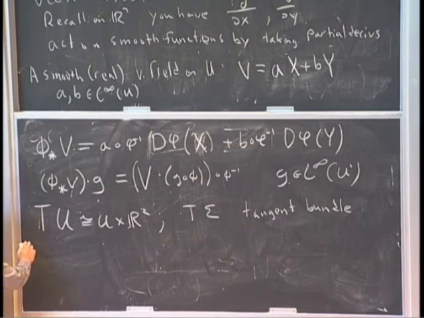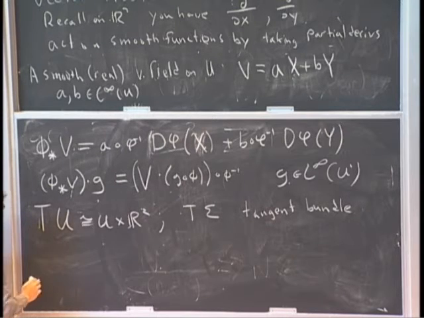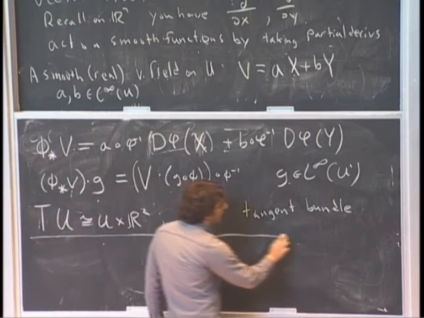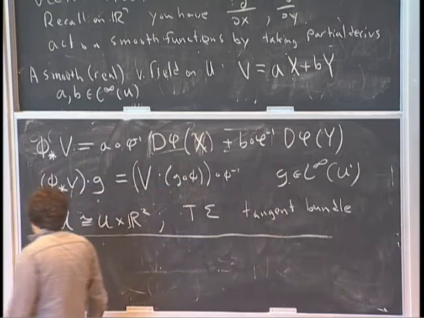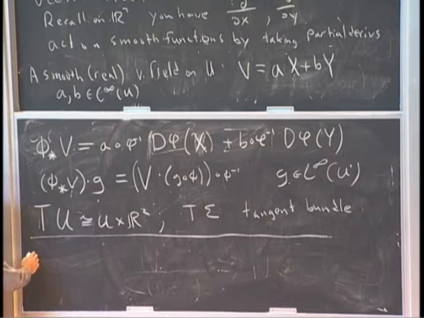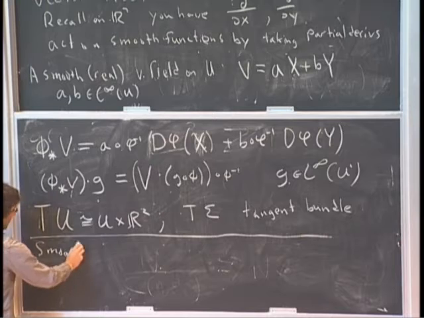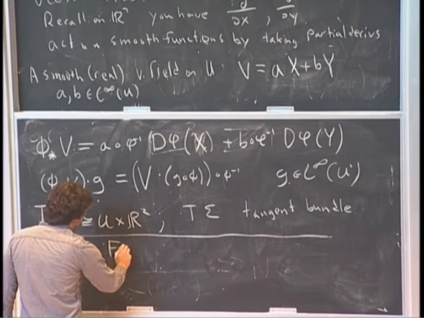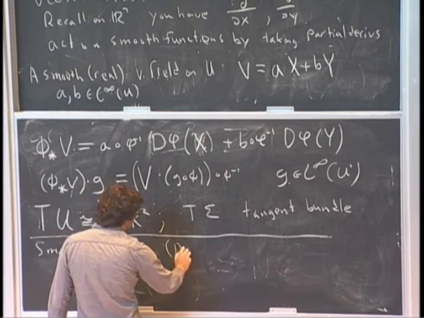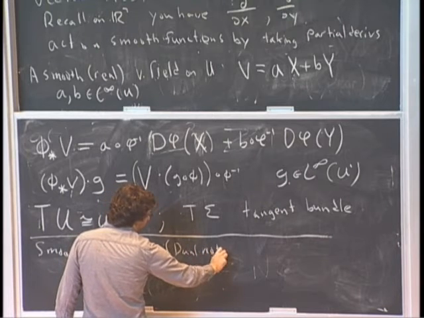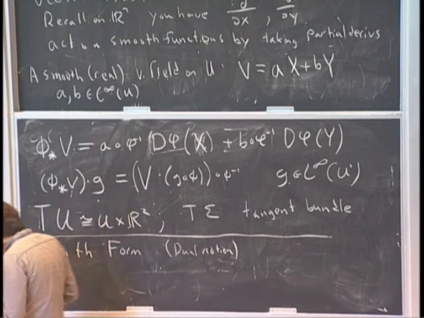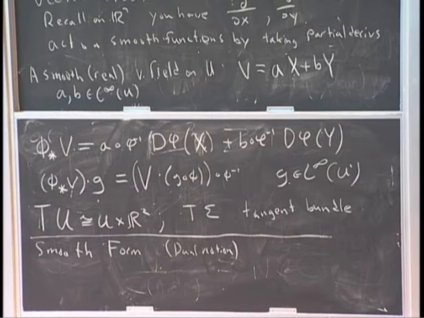Okay, so once we have this notion of vector field, which kind of allows us to differentiate, say, functions in a certain way, it turns out that it's more useful, for the purposes of, say, integration, to have the dual notion. So that's the notion of a smooth form. So this is the sort of dual notion. Okay, so what's a smooth form?